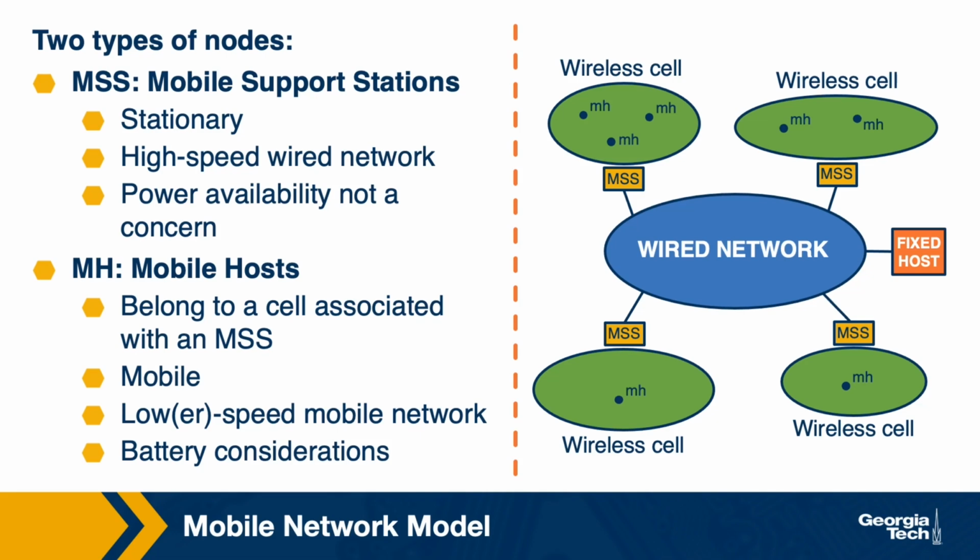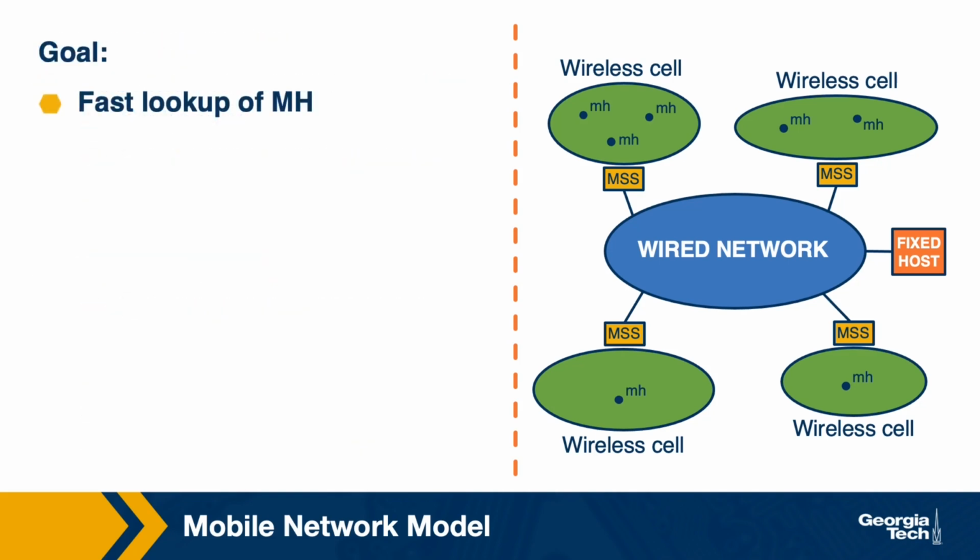The goal of this wired network is to make sure that a call from any one of the mobile hosts can be routed to another mobile host wherever they might be, or a message can be sent and exchanged among these mobile hosts wherever they might be, even when they're moving. In order to achieve this goal of finding a mobile host anywhere in the system when we want to send a message, what we really need to satisfy is to provide for fast lookup.